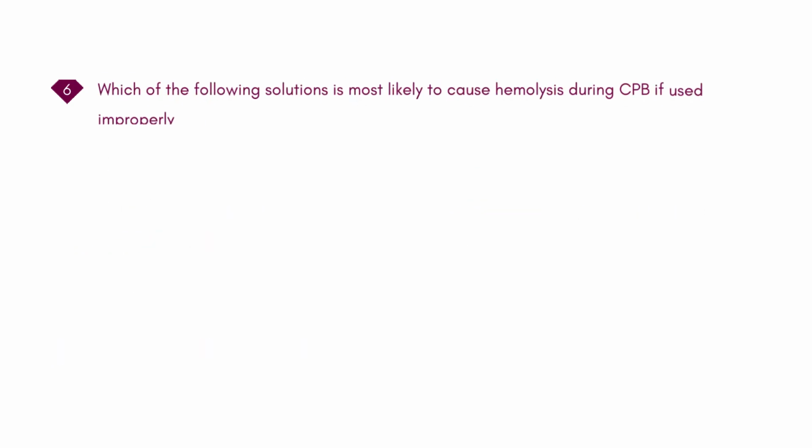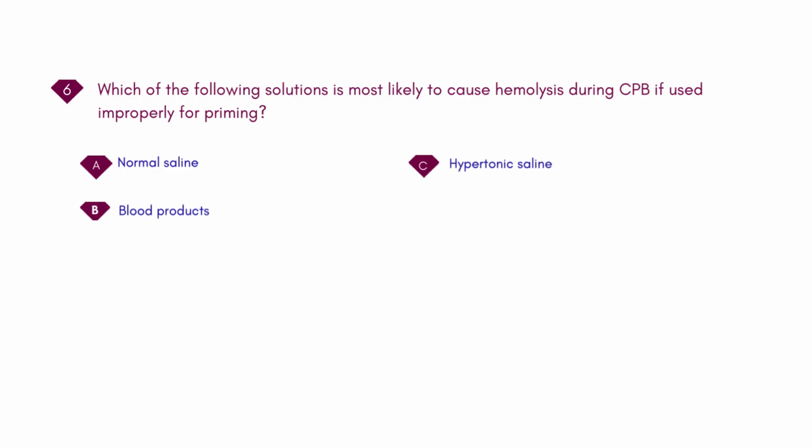Which of the following solutions is most likely to cause hemolysis during CPB if used improperly for priming? A. Normal saline. B. Blood products. C. Hypertonic saline. D. Lactated Ringer solution.